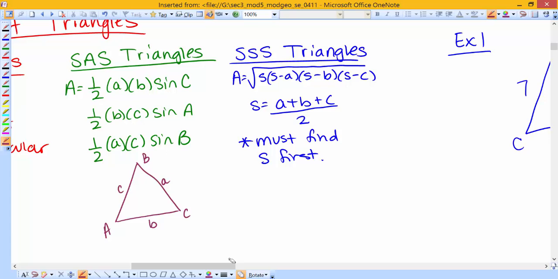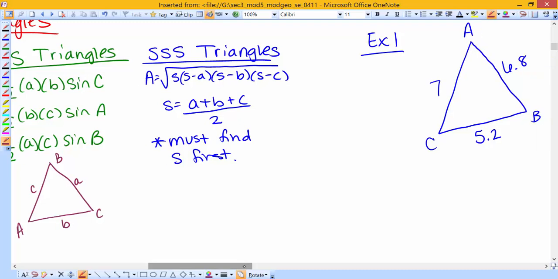And then our third formula is Heron's formula. And this formula is specifically for side, side, side triangles. So I would be able to use this on a triangle that I know all 3 side lengths for. With this formula, you must find S first, and S represents the perimeter of your triangle divided by 2.